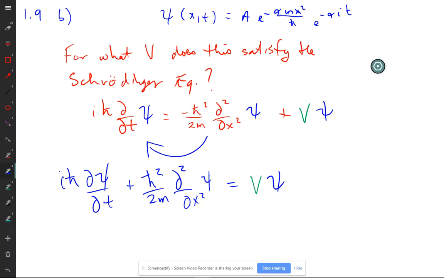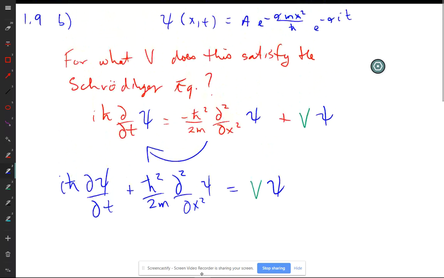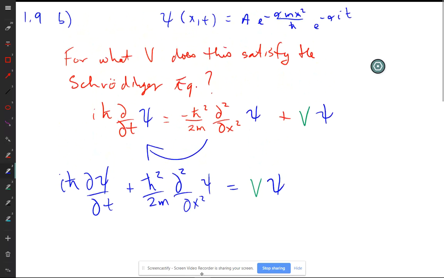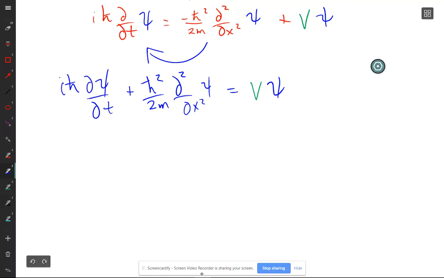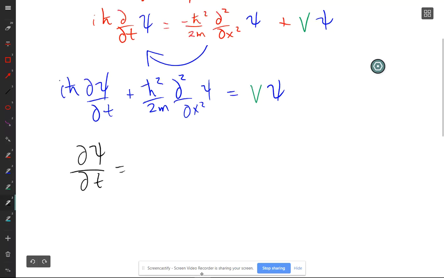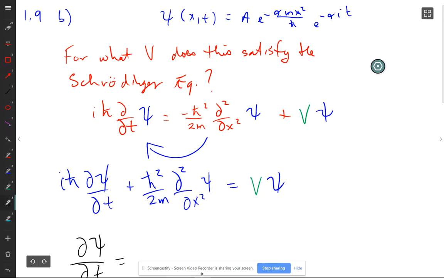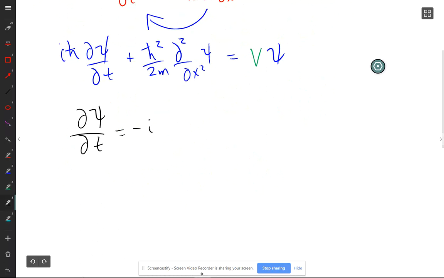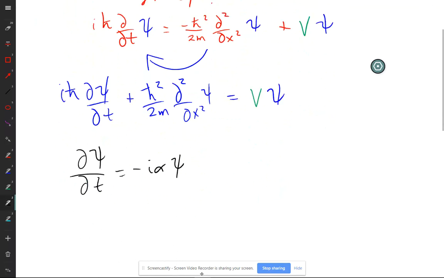But I need to do those derivatives before I can factor out the psi. And so I just need to do what is the derivative with respect to time of this. So I'm just going to do separate calculations. So d psi dt means you bring down the derivative of the exponent there. So that's minus i alpha, and then it's still psi, because the rest of the exponent stays the same.